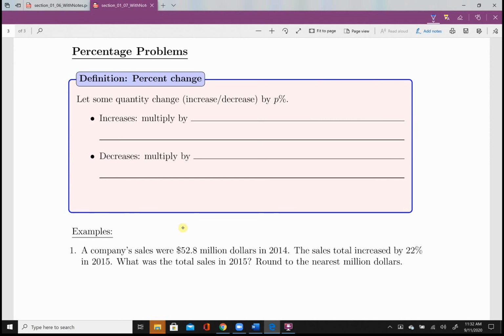This is the trick. So let some quantity change by percent p, right? For percent increases, if you see this phrase increased or whatever and there's a percentage, you want to multiply by 1 plus the decimal representation of the percentage.